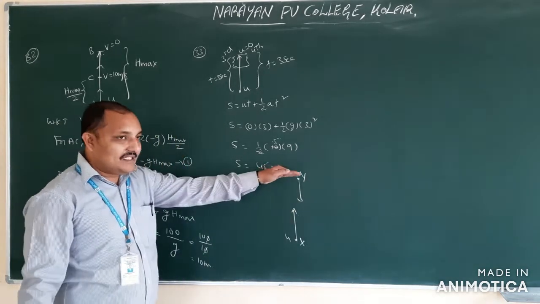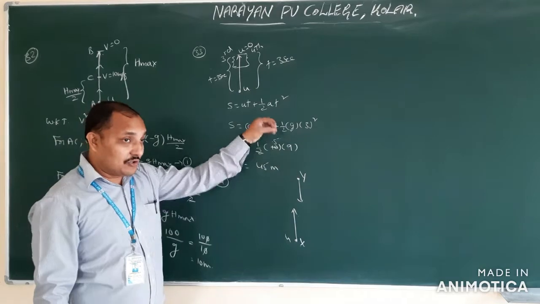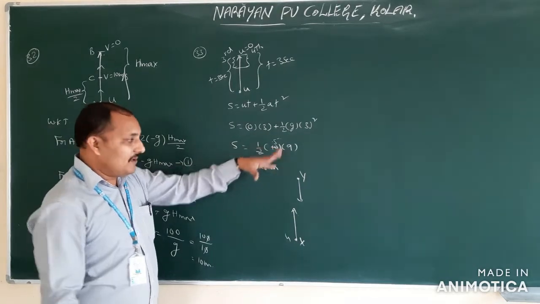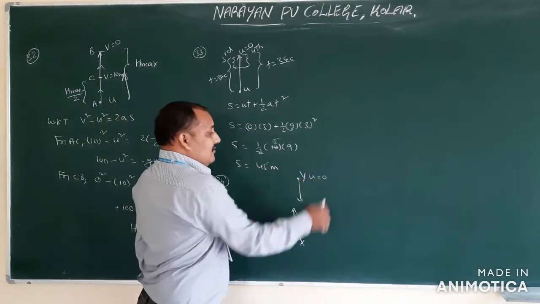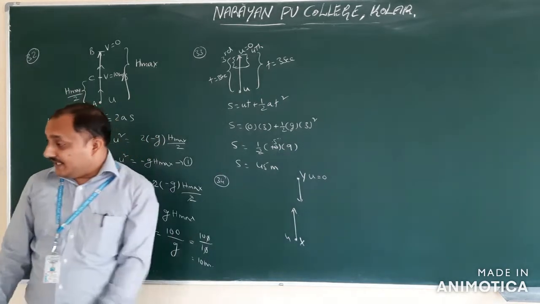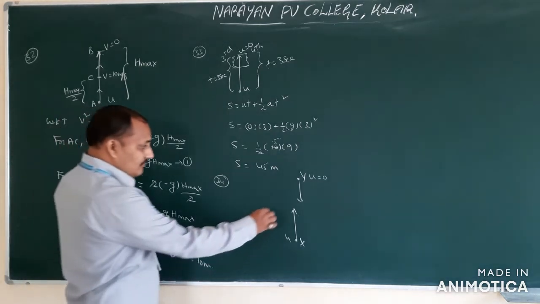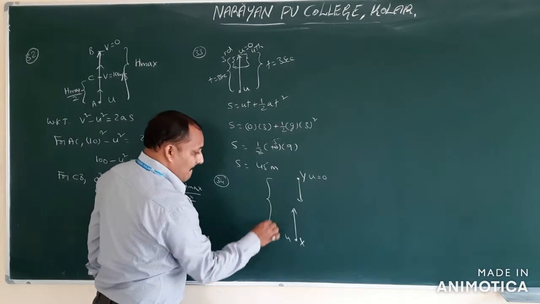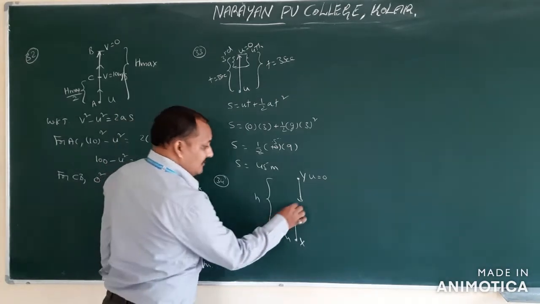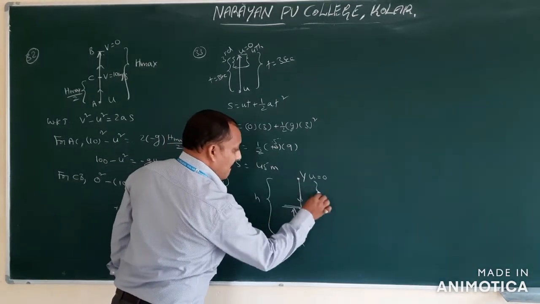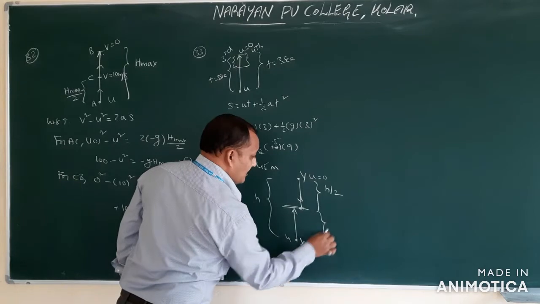So y is dropped means it will come downwards. See, they didn't throw this one, they have dropped. Dropped means what is the initial velocity here? u is equal to 0. They gave that they are meeting. They meet at a height h by 2. So this ball is dropped from height h, and they are meeting at some distance h by 2.